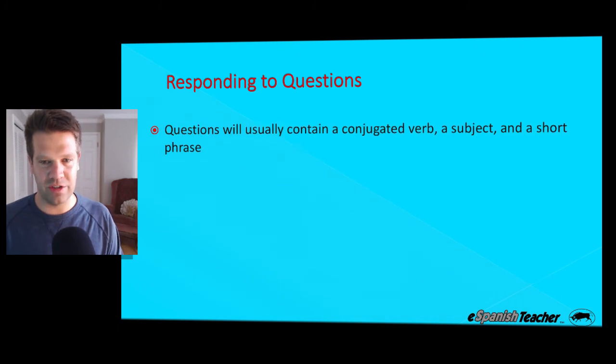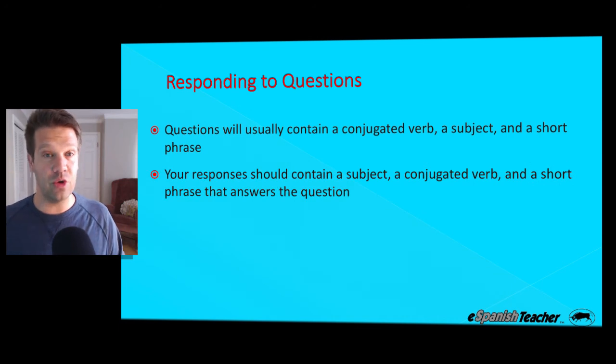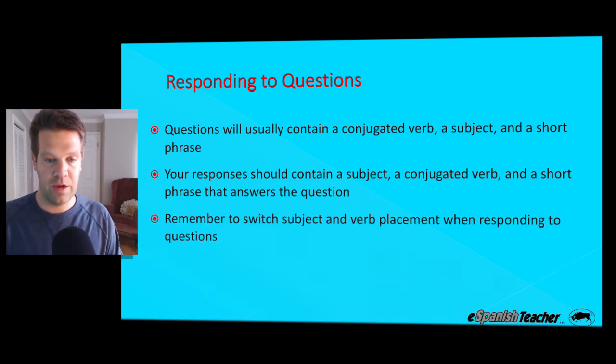When you respond to questions, note that my questions to you will contain first a conjugated verb followed by a subject and a short phrase. And that follows the formula that we've talked about. But in your response to me, you're going to need to answer the question. So you're not asking a question. You are answering my question. So your response should contain a subject followed by a conjugated verb and then a short phrase that answers the question. So the key here is to remember to switch the subject and verb placement when responding to my questions.